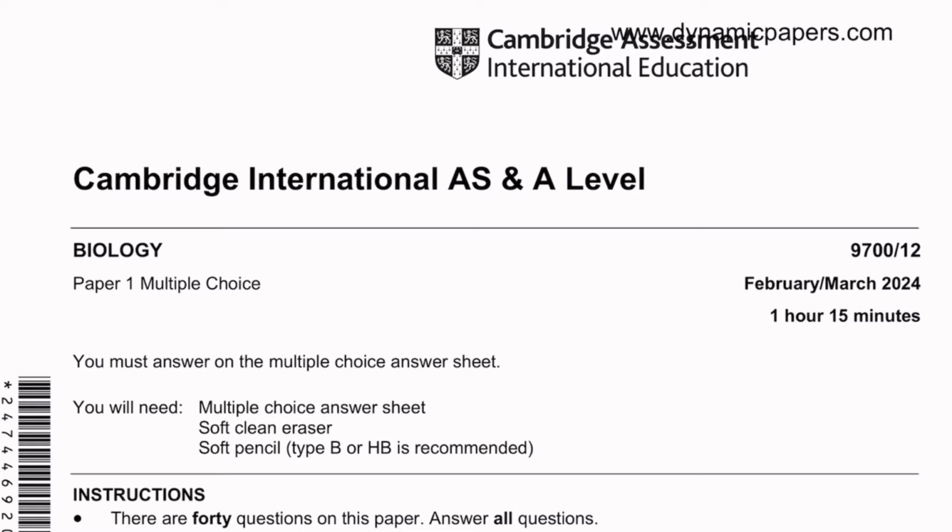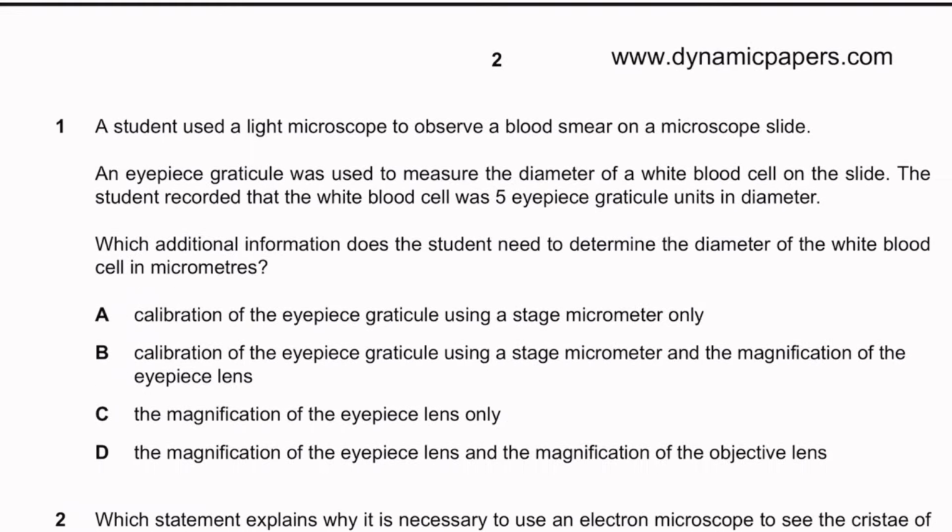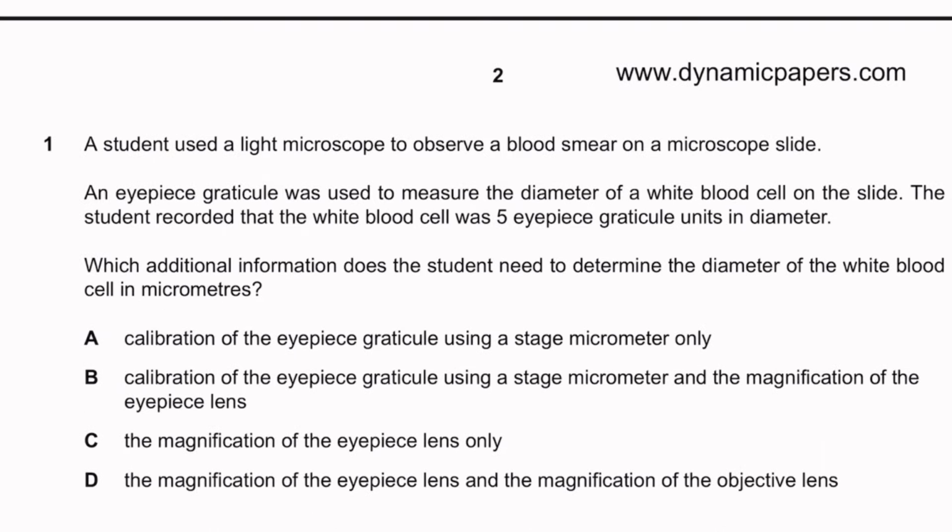Now let's go ahead and get started with question number 1. A student used a light microscope to observe a blood smear on a microscope slide. An eyepiece graticule was used to measure the diameter of a white blood cell on the slide, and the student recorded that the white blood cell was 5 eyepiece graticule units in diameter. What additional information does the student need to determine the diameter of a white blood cell in micrometers?